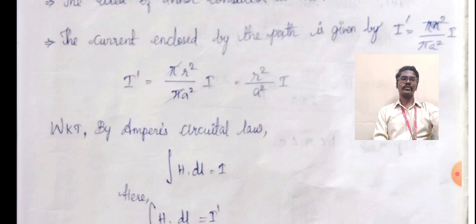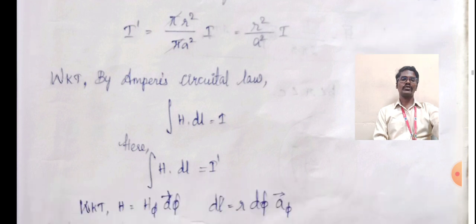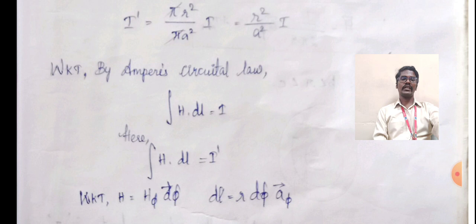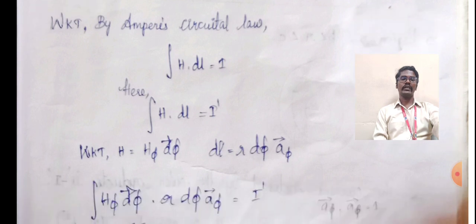Therefore I dash is equal to pi and pi get cancelled, leaving out I dash is equal to r square divided by a square into I. We know that by Ampere Circuital law, line integral H dot dl is equal to I. H dot dl is equal to I dash.